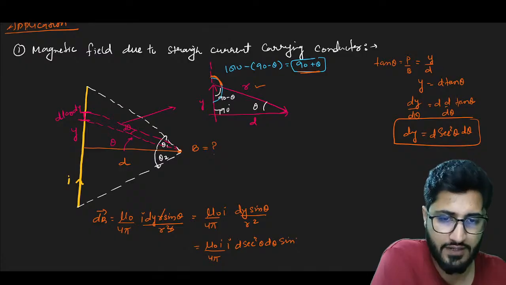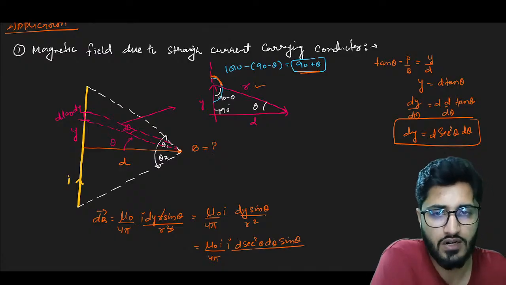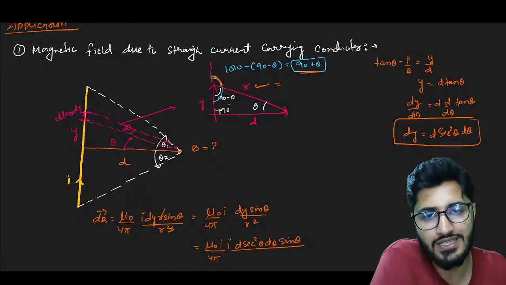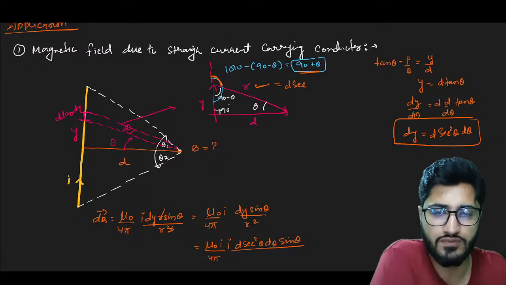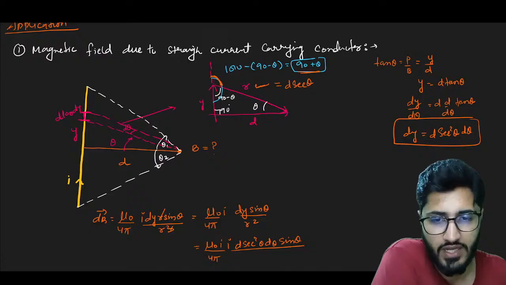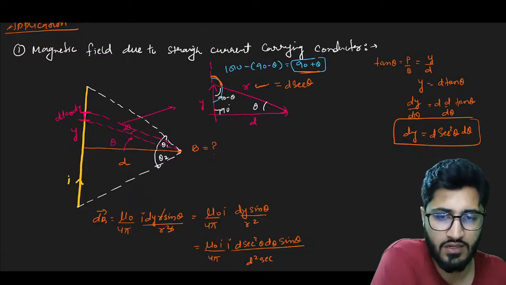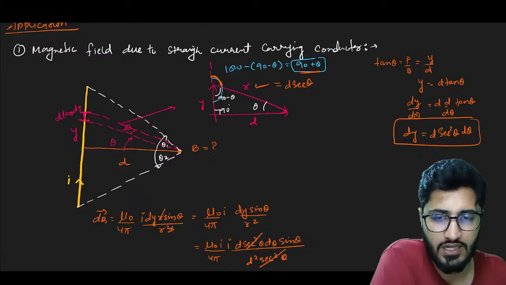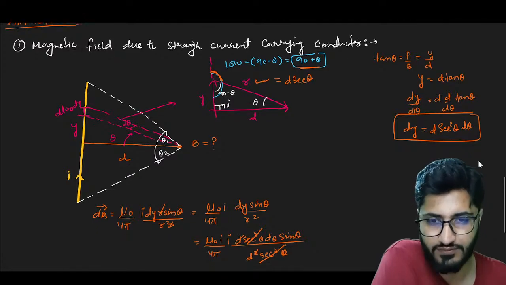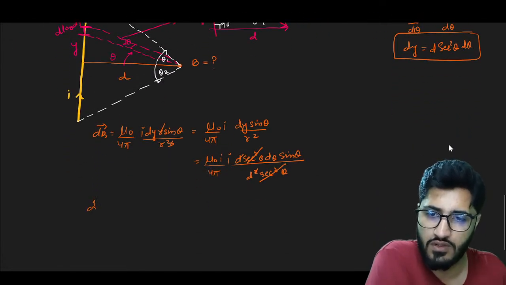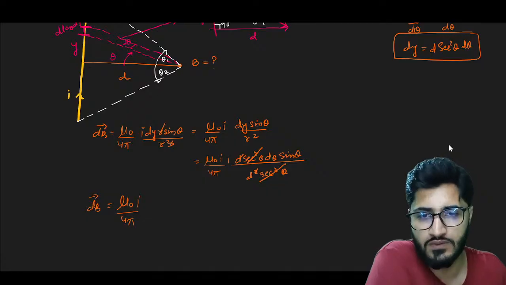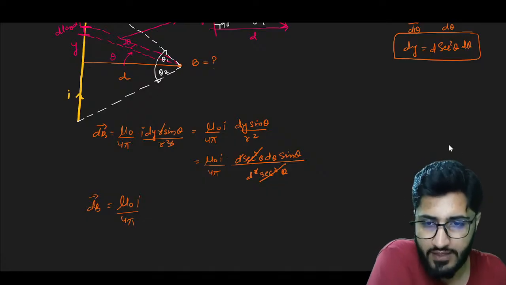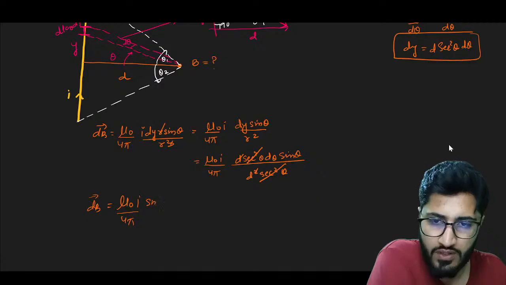Then we have sine theta. What is r? Look, this r I can write as d sec theta also. So I can write here d square sec square theta. One d cancels out. So now dB came out to be μ₀ I by 4π, then what we have here? We have sin theta d theta divided by d.